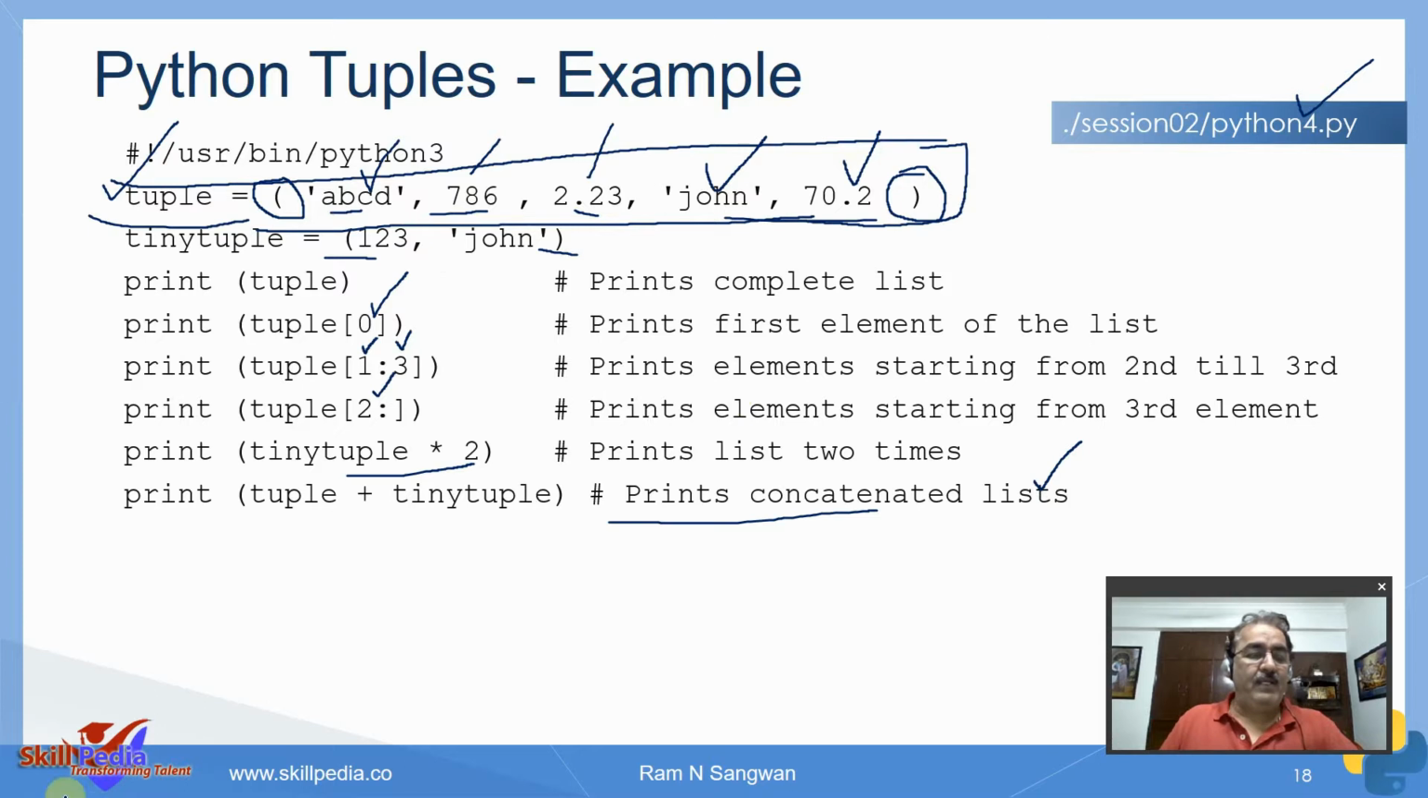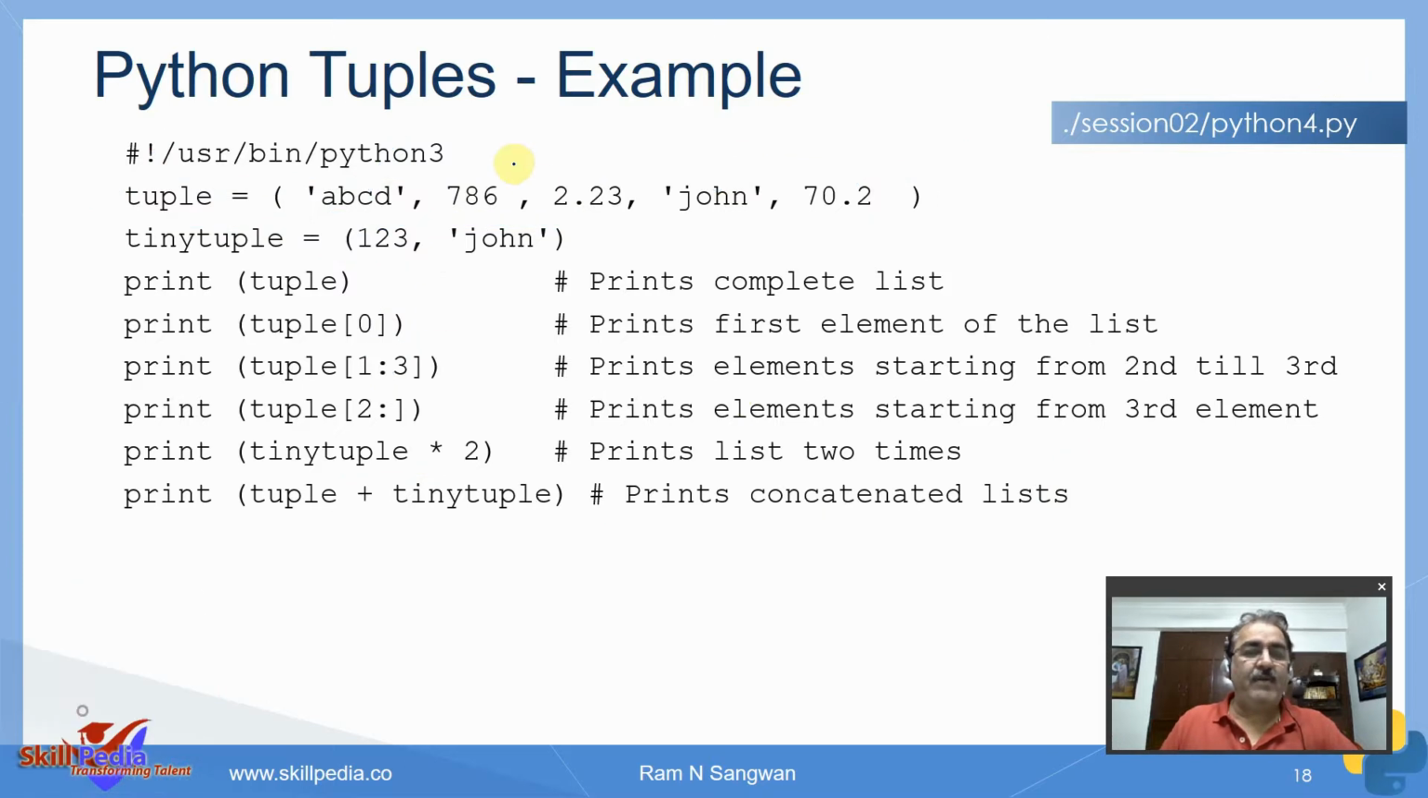For example, had it been a list, you could have replaced 2.23 with 7.5. Allowed. The rest of the elements will remain the same. 786 could have been replaced with 2000. Had it been a list, it would have been possible. But in a tuple, not allowed. You cannot change the value.